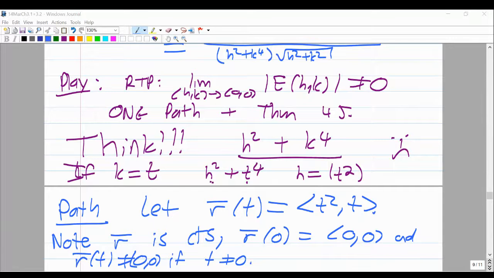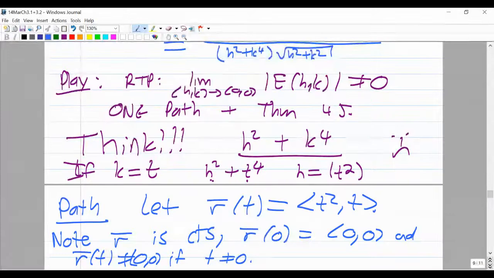So this is a nice path because r bar is continuous. If you plug in t is zero, you're at the origin. And if t is non-zero, you're not at the origin. Please remember this for this week's tutorial. This is very important for this week's tutorial. Can I get another smiley face? Thank you, Sanmarie. Thank you. All right. Now, let's see, is this a good path?